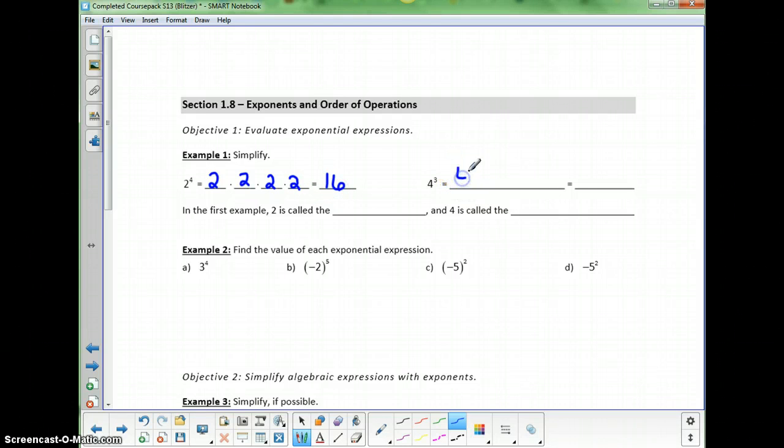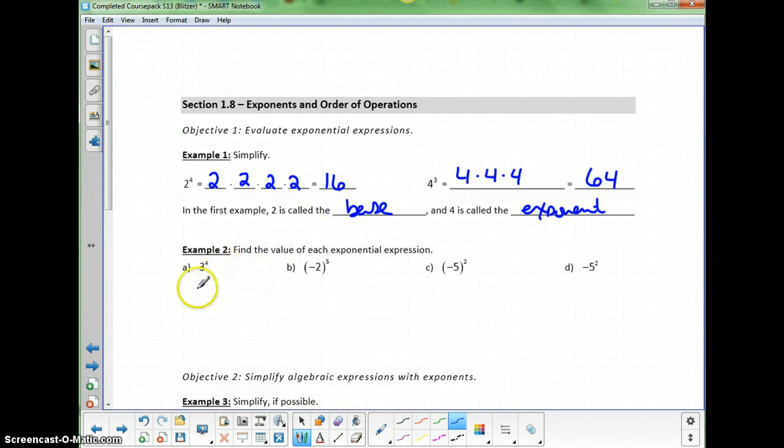Similarly, 4 to the 3rd is 4 times 4 times 4. 4 times 4 is 16, 16 times 4, that would give us 64. In the first example, 2 to the 4th, 2 is called the base, and 4 is called the exponent. Okay. So I want to find the value of each of the following exponential expressions.